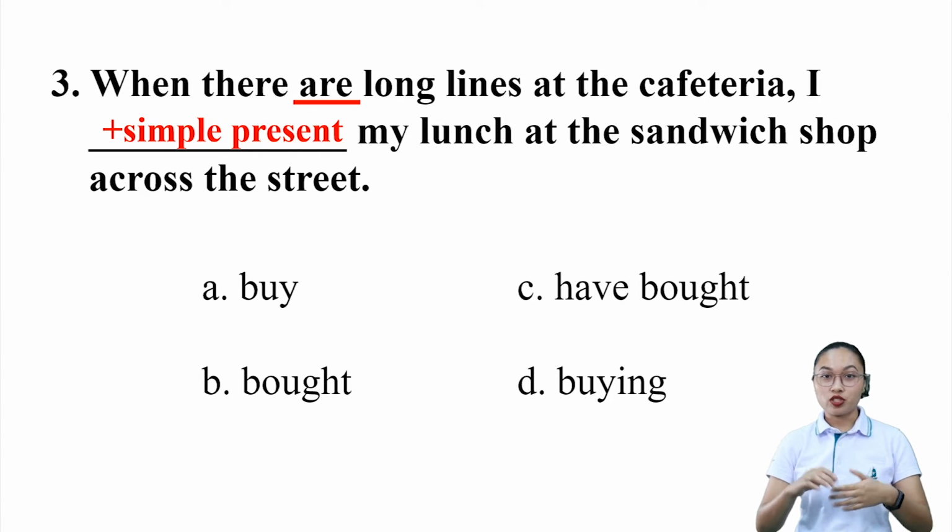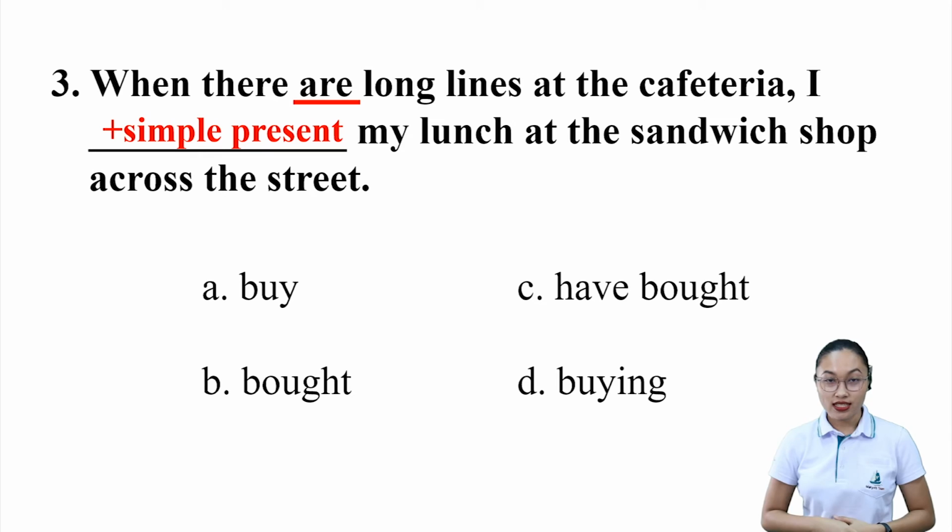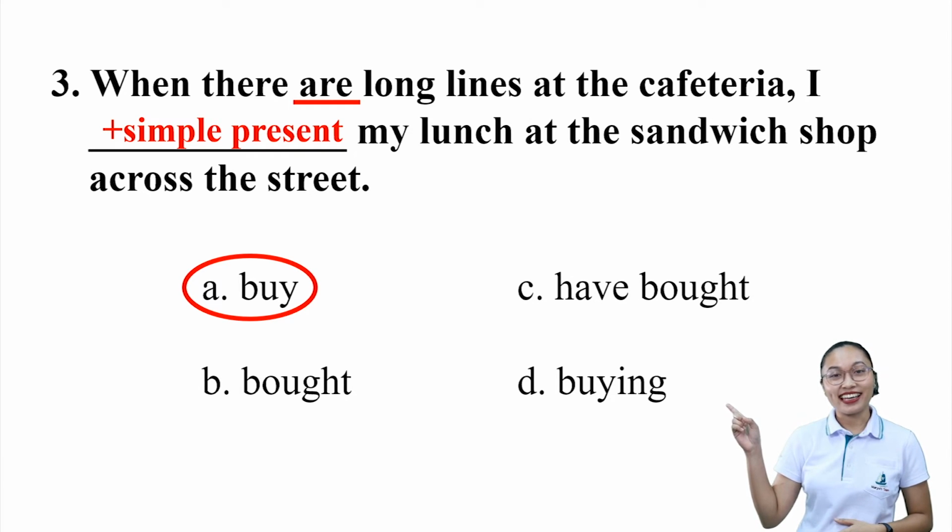Don't be confused why we don't need a future tense. In this sentence, the context does not imply a future action. Rather, it is about habit, and we use simple present when we talk about habits. Therefore, the answer is A, buy.